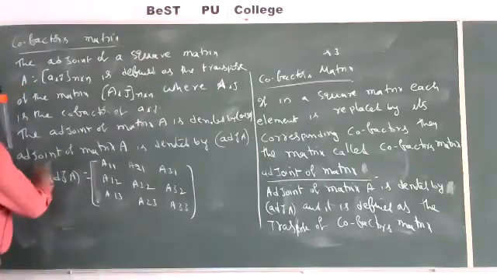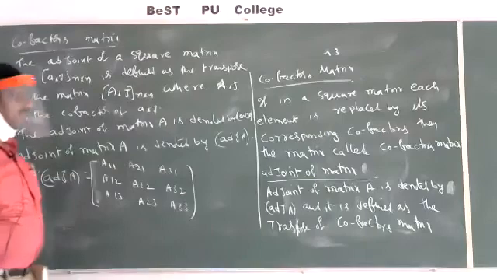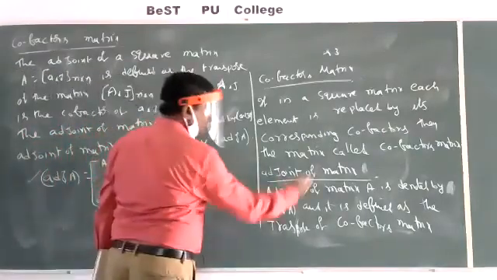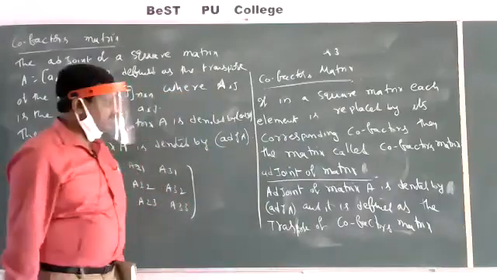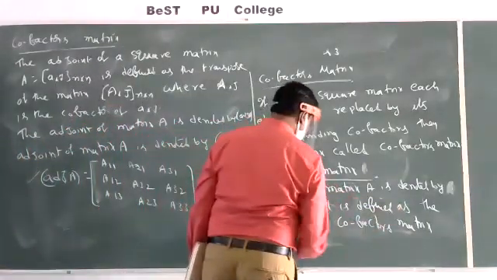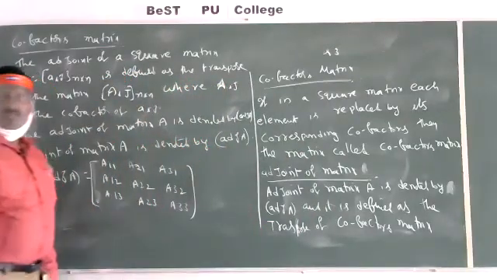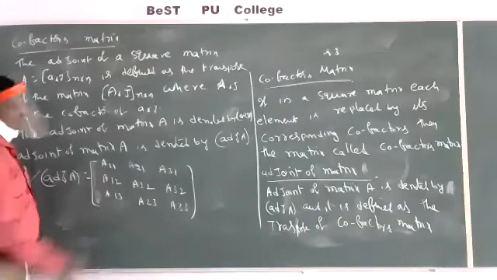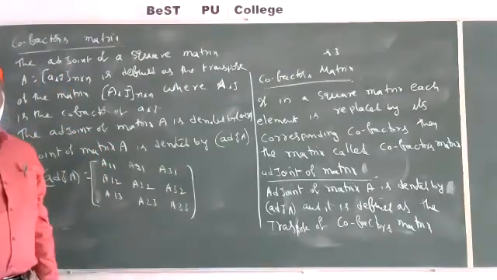Write down this one. Adjoint A equal to, can I write this definition or this, anyone? Adjoint of a matrix A is denoted by adjoint A, and it is defined as the transpose of cofactors matrix. Cofactors matrix is nothing but each element is replaced by its corresponding cofactors.